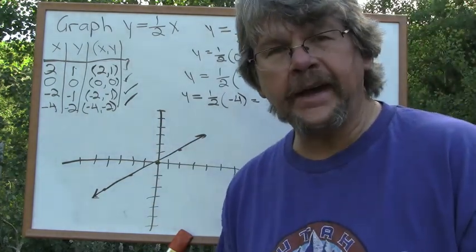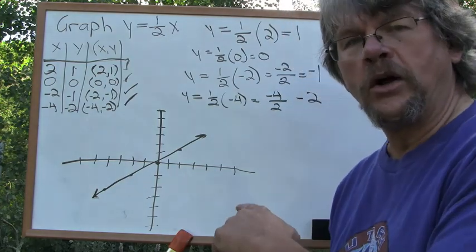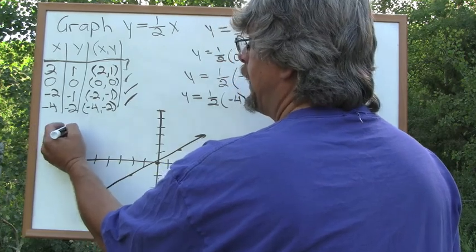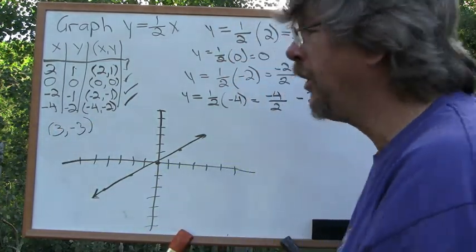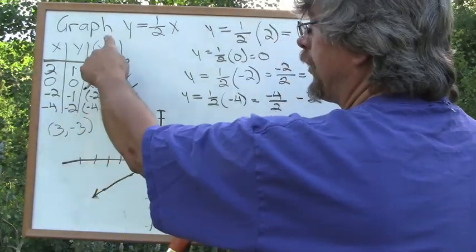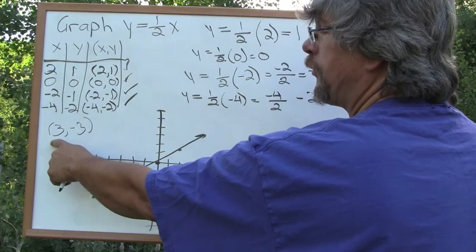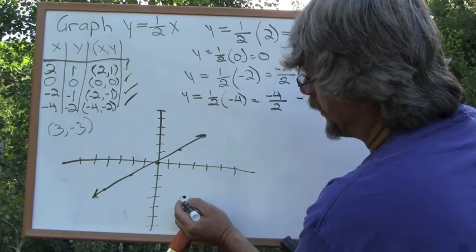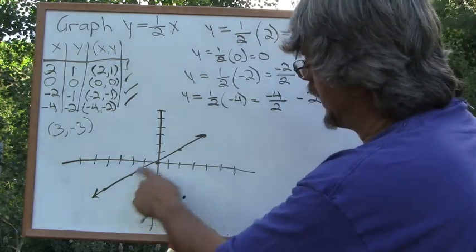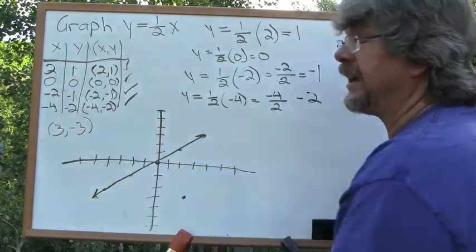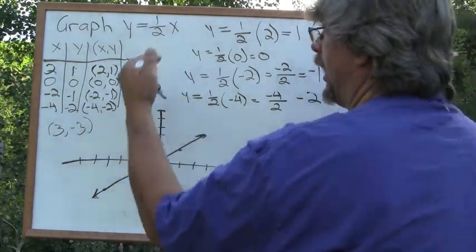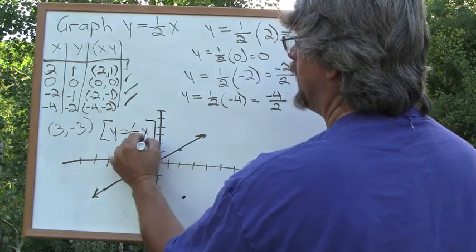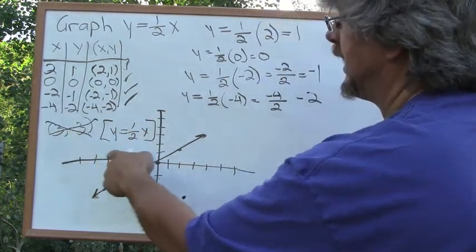Now we can double check if someone was to come along and say, you know, another one of the solution pairs to this is 3 and -3. We can check that. The x is always first, x then y. So this is saying go 3 positive x and 3 negative y. So we go 3 positive x and 3 negative y, and there's our dot. But that dot doesn't land on that line, so that solution pair is not part of the solution of y equals 1/2 x. We know 3 and negative 3 is not a solution.